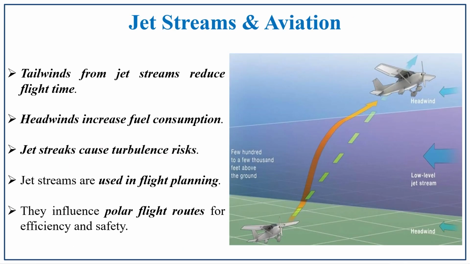Jet stream and aviation. So if the flight is going to travel along the jet stream, what happens? The speed of the flight will be increased and it will reduce the travel time. If the flight is going to travel against, opposite to the jet stream, what happens? It will consume more fuel, that is, the energy will be consumed because of the wind action. So in such a way, aviation is highly influenced by the jet stream. That is, the tailwinds from the jet stream reduce the flight time. Headwinds increase the fuel consumption.